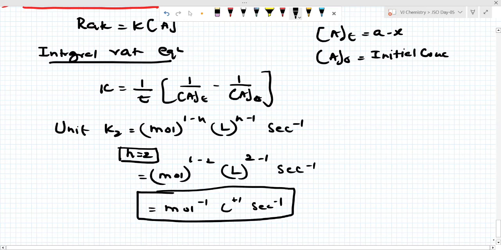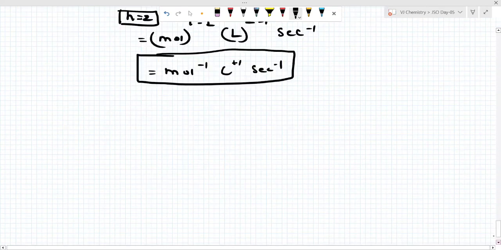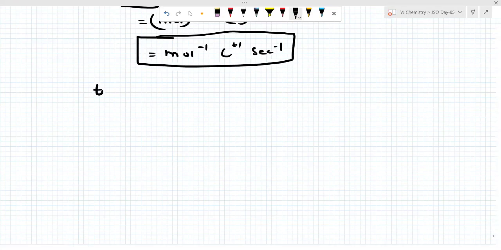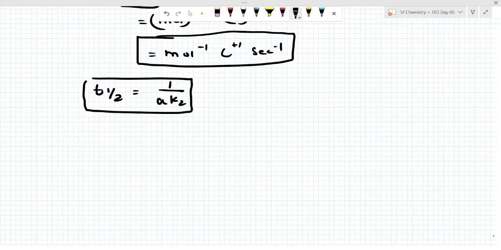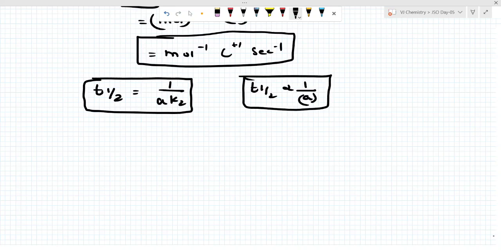Now what is the half-life? Please know the half-life formula, it is very important. T half is equal to 1 by A K2 for second order. Now listen. For a zero order reaction the half-life is directly proportional to concentration. For a first order reaction the half-life is independent of concentration. For a second order reaction the half-life is inversely proportional to the concentration. This is very, very important. Please note.